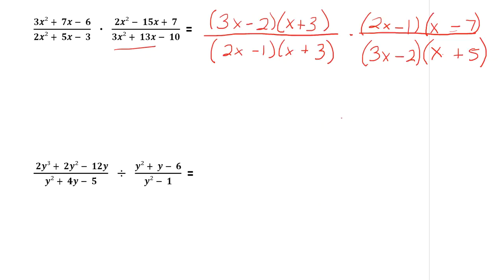The next step is to look for any canceling, and we have a lot of it. This x plus 3 cancels out this x plus 3, so those are 1s. This 2x minus 1 cancels this one. This 3x minus 2 cancels this one. So we are left with x minus 7 over x plus 5 as the simplified answer.